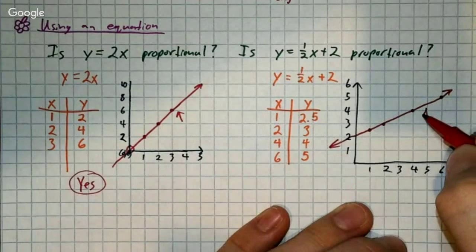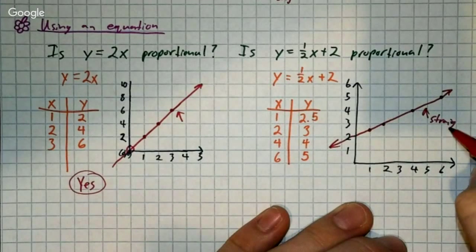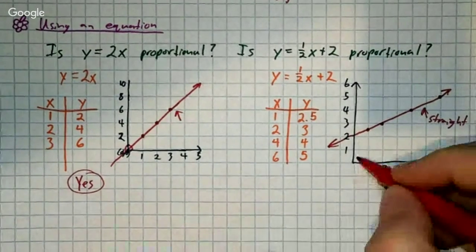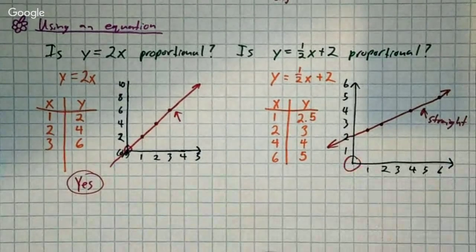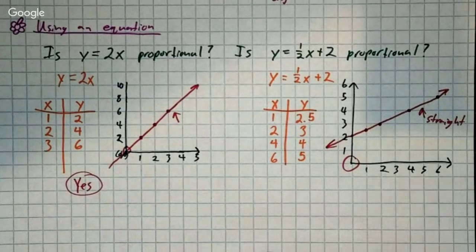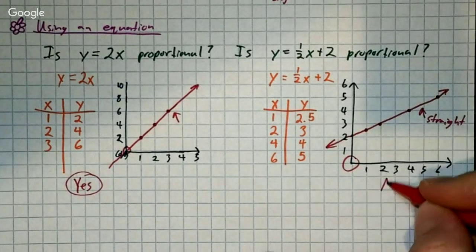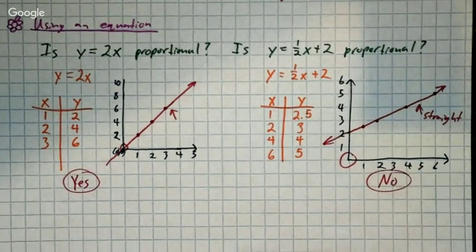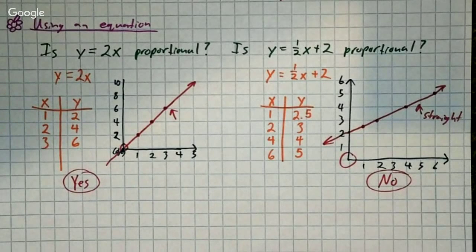Okay, it is straight, but it does not hit the origin. It crosses the y-axis at 2. It misses the origin, so this is no, it is not proportional. Okay, let's move forward.